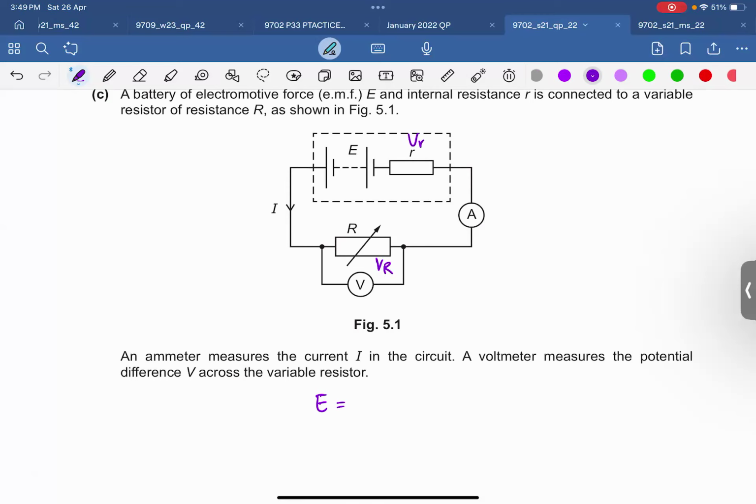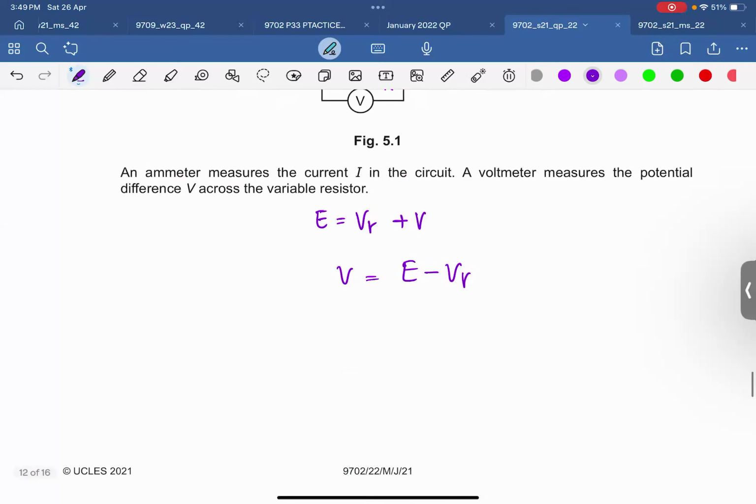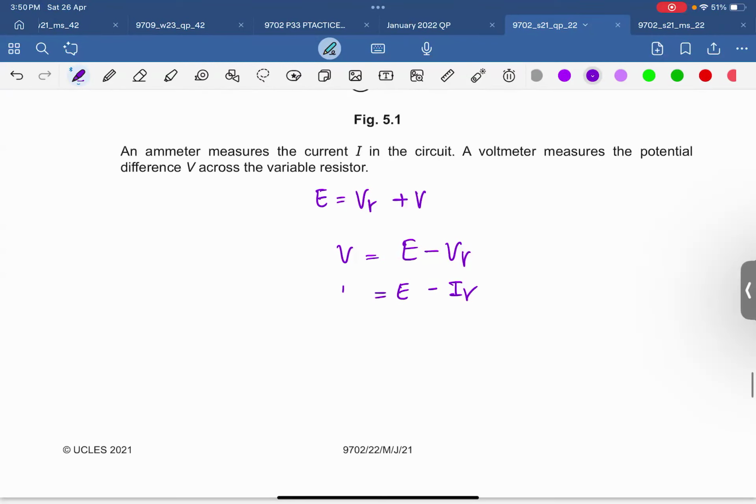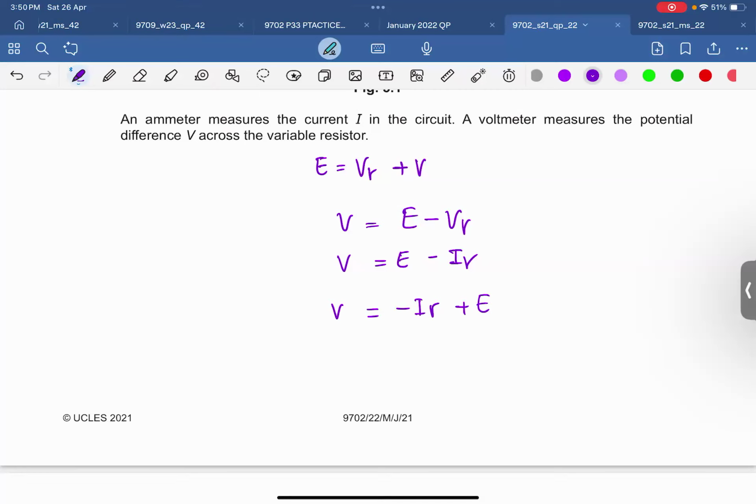Okay. Now they're basically plotting the graph of voltage, voltmeter, okay, and ammeter, okay. So this is what they're plotting. So we have to make V the subject, okay, and E minus V small r, and you can expand V small r into current times the internal resistance, okay. Getting guys? And then just इसको linearize कर दो, minus Ir plus E, okay. Now you can just compare it.